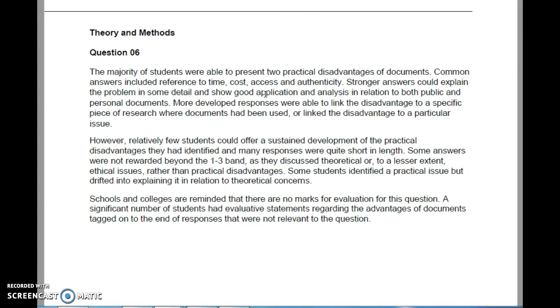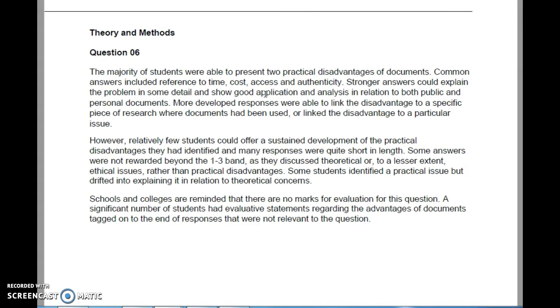However, there were few students who could offer sustained development of the practical disadvantages. Many responses were quite short in length. That might have been a timing issue. This is the last question on the paper. Some students might have run out of time. And some answers were not rewarded because they discussed theoretical or ethical issues initially. I didn't see many ethical issues. I did see quite some theoretical issues rather than the practical disadvantages.